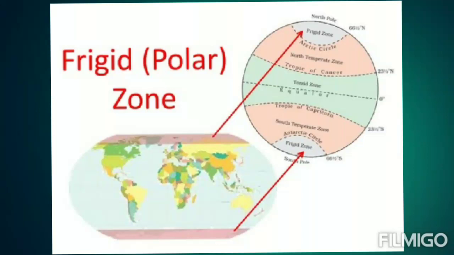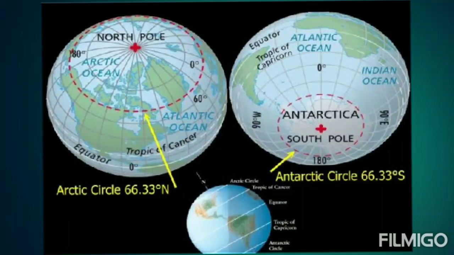See, both these regions are the coldest part of the earth. Okay, why are both these regions the coldest part of the earth? Because of the absence of sunlight, and generally these zones are covered with ice or snow.